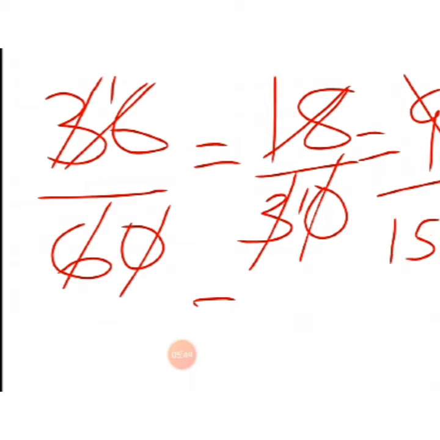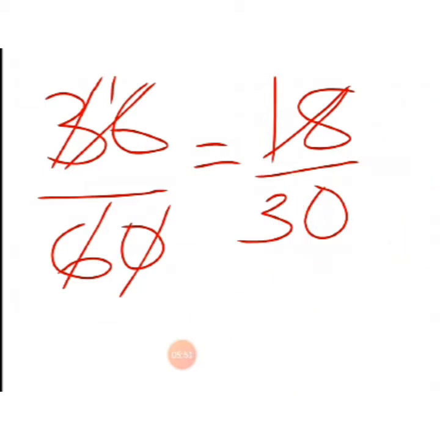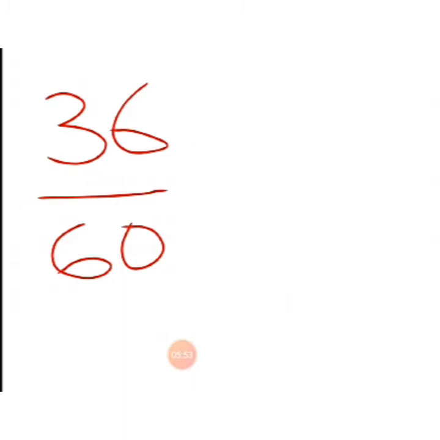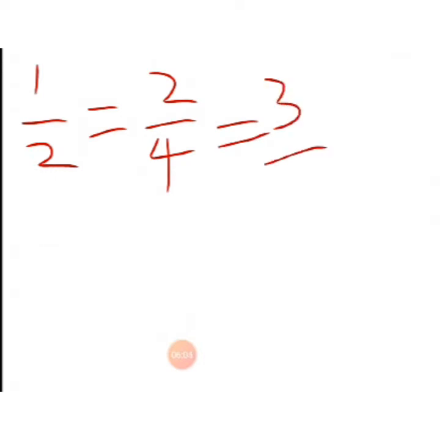Let's go to equivalent fractions. What are equivalent fractions? Fractions that are alike, that are equal to themselves. For instance, 1 over 2 is equivalent to 2 over 4 and 3 over 6, and on and on. You can go on and on.